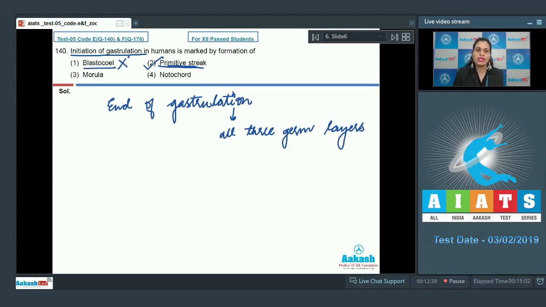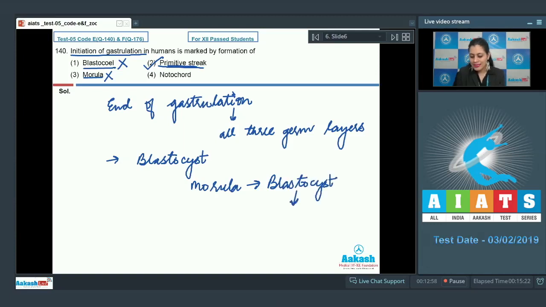Blastocele is an incorrect option. In humans, the blastocyst stage is present. Morula is an incorrect option because morula is followed by formation of blastocyst, and then this stage is followed by the development of gastrula during gastrulation. The last option is notochord, and this is also an incorrect option because gastrulation is followed by neurulation. So the correct answer to this question is option number 2. Let's discuss our next question.